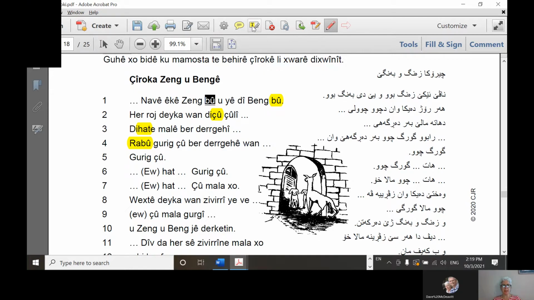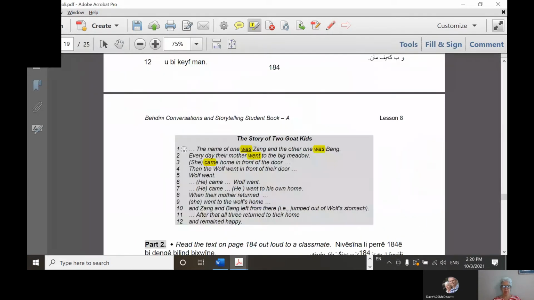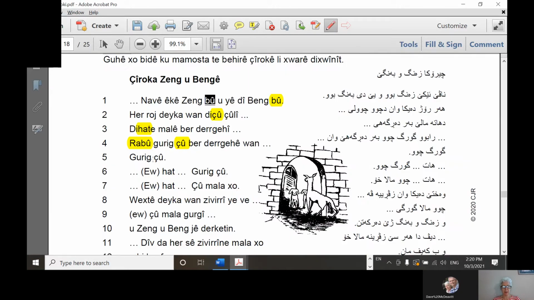The next one, it's clearly stated that gurg is the subject and chew is the verb. So gurg is our subject, wolf, and wolf is like he, she, or it, and so it has the nothing ending. So wolf went in front of their door. And the next one, wolf went. Okay, so go to chew. Again, the nothing ending.